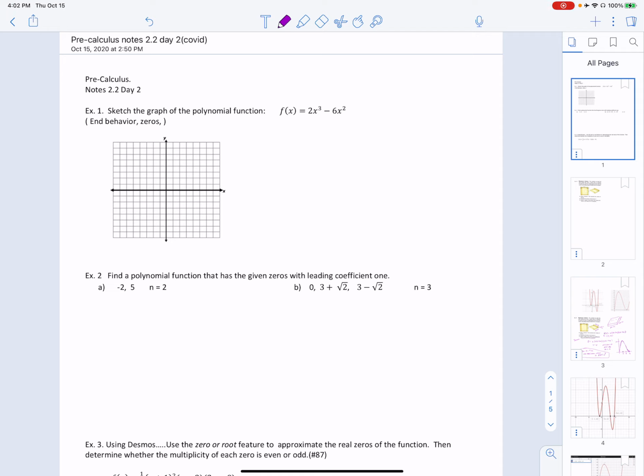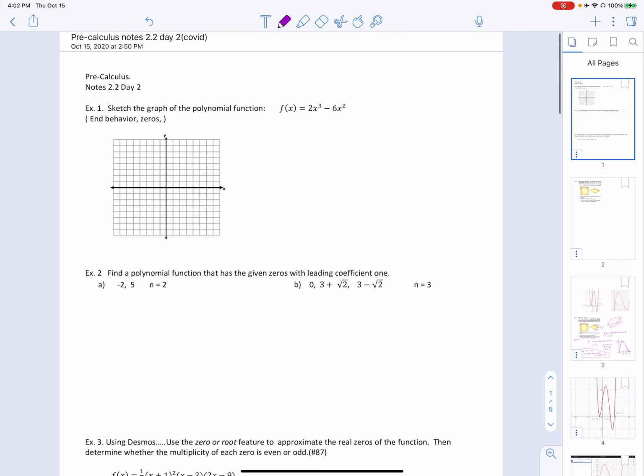And so sketch the graph of the polynomial function. And so you're going to want to use the zeros and look at end behavior, just like the last example in the last set of notes. And so I'm going to set this equal to 0. I'm going to look for that common monomial factor that I see, which is 2x squared. And if I divide that out, I get an x minus 3.